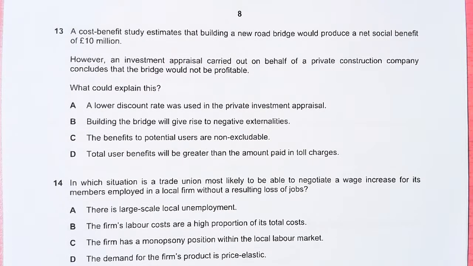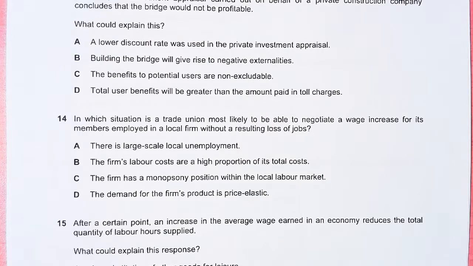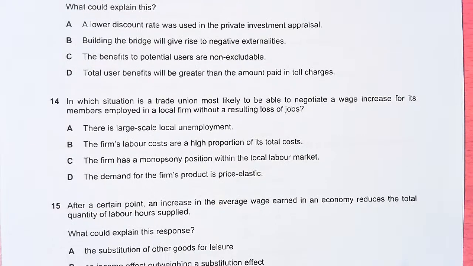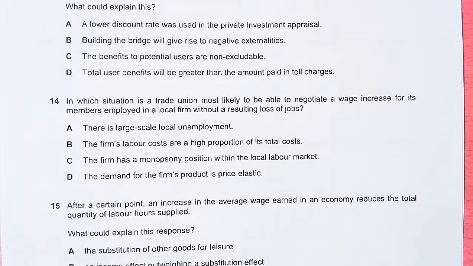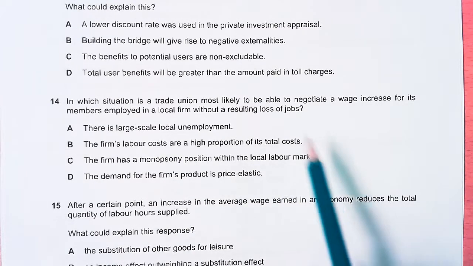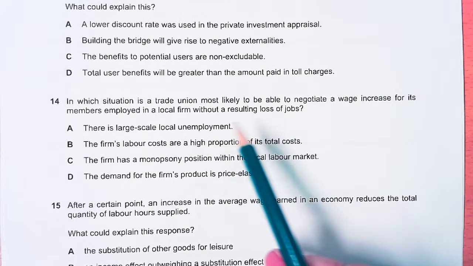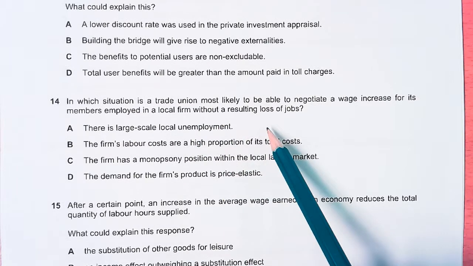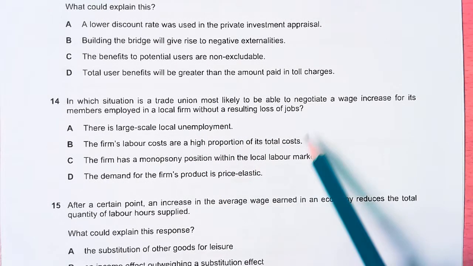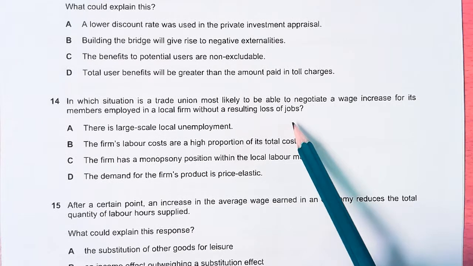Okay, right, let's have a look at 14. In which situation is a trade union most likely to be able to negotiate a wage increase for its members employed in a local firm without resulting in a loss of jobs? Okay, so this would, of course, if you know your labour economics, you will know that a trade union or a national minimum wage theoretically can actually increase employment against monopsony employers or in imperfect labour markets.